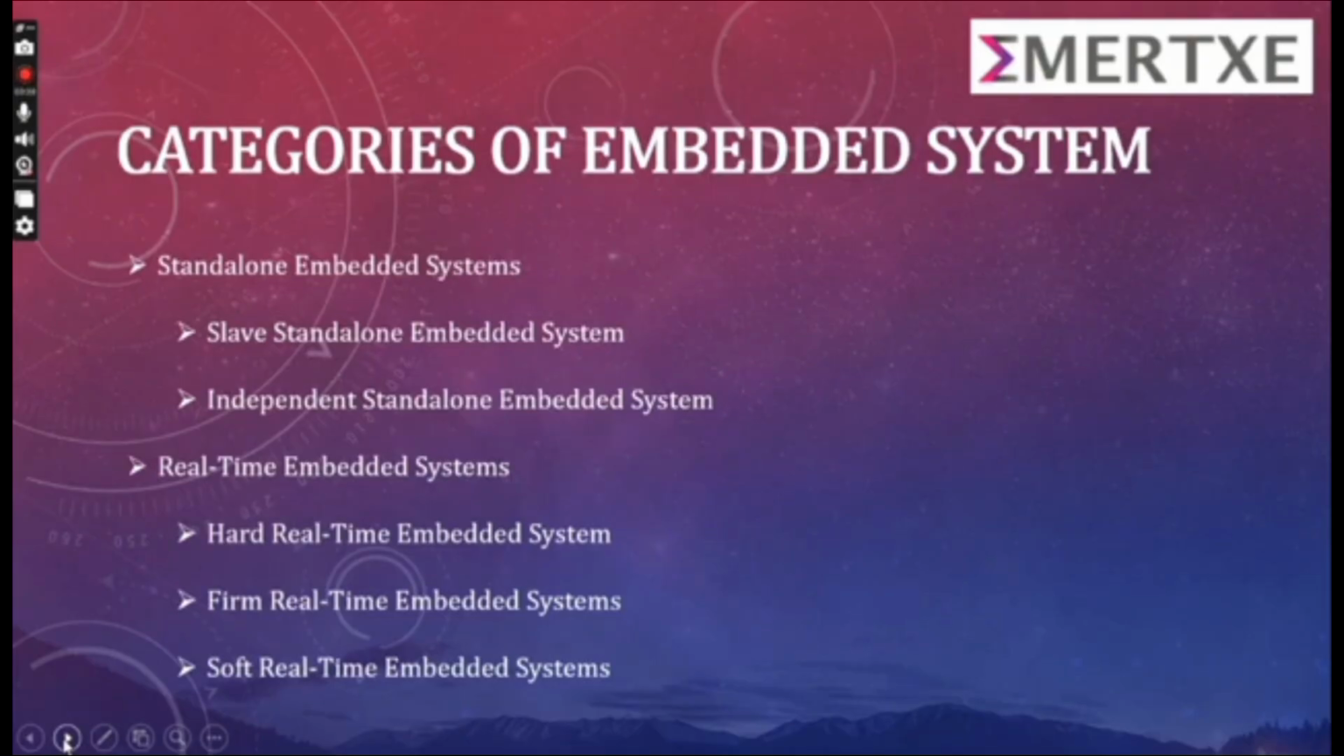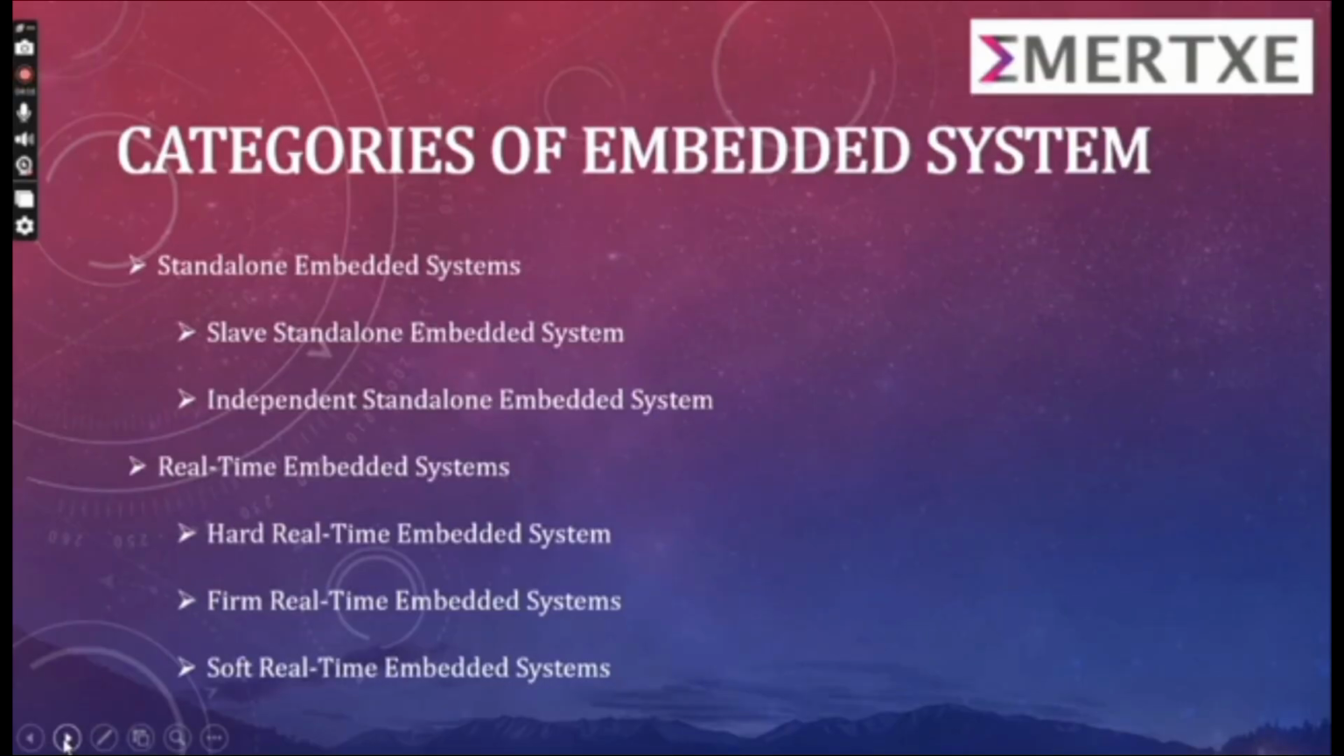Then we go into real-time embedded systems. Those are designed to take actions or decisions within a specific amount of time. They are time-bound systems, and timings are strictly followed here. They can be divided into hard real-time, firm real-time, and soft real-time embedded systems. Hard real-time embedded systems are those in which the deadline is very strictly followed, and failing to do so will lead to loss of life. For example, airbags and pacemakers.